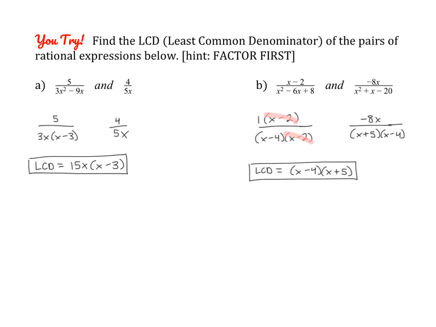All right, so there's your little recap or an introduction on how to find the LCD of rational expressions, which we will be using in the next lesson.